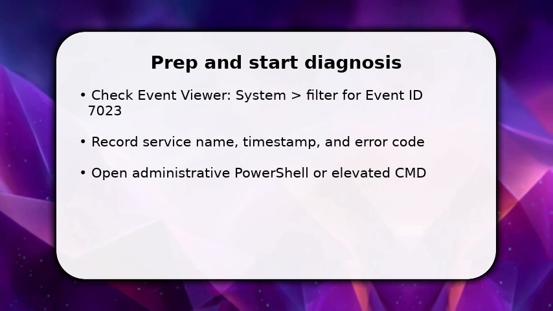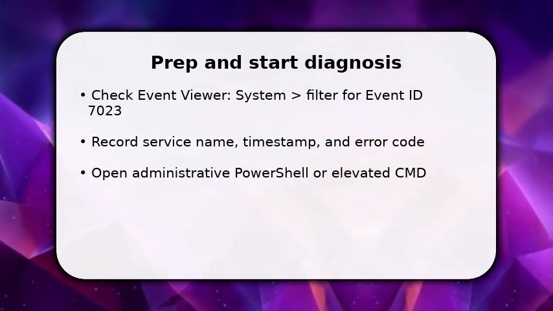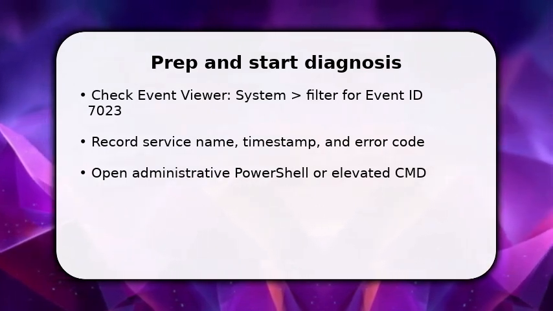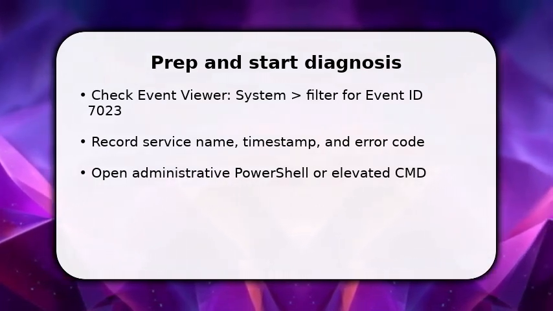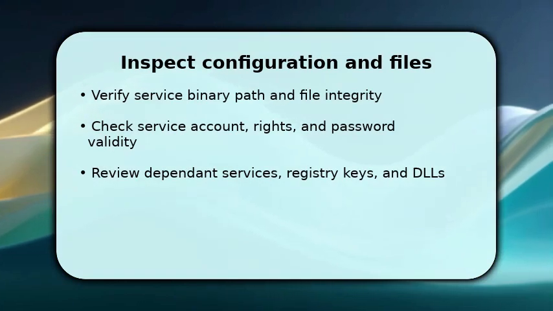Once you have the service details, list dependent services and recent configuration changes. Make sure to note any recent updates or permission edits, because they often change service behavior and point to the root cause. Next, inspect the service configuration.